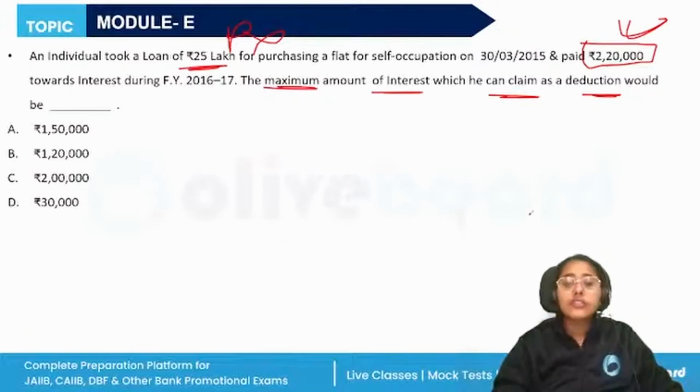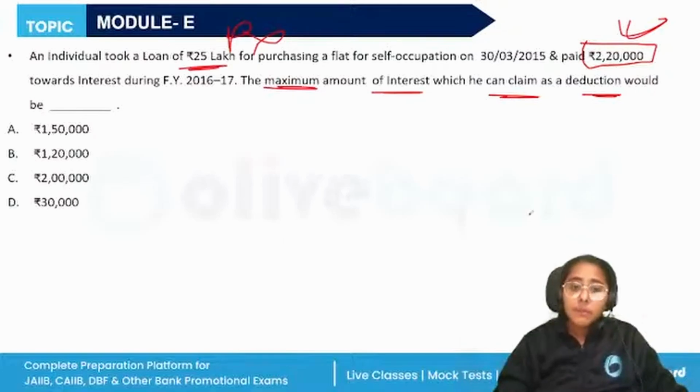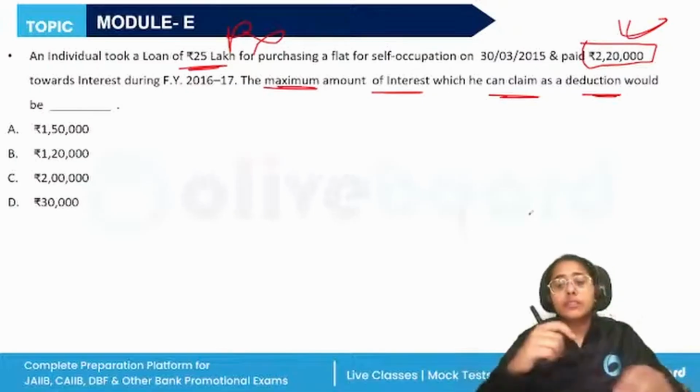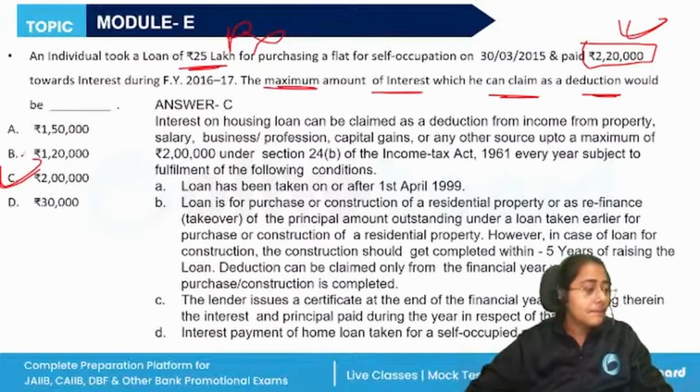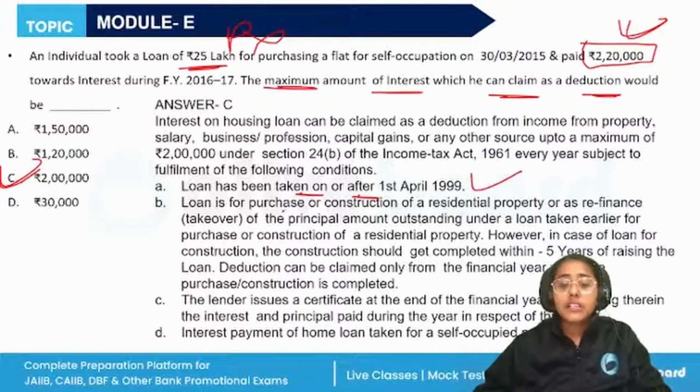So the interest on housing loan can be claimed as a deduction from income from property, salary, business or profession, and any other source up to a maximum of only 2 lakh rupees. All right, so the correct answer is option C. Even though they had paid 20,000 more, the maximum deduction that can be claimed is 2 lakhs. And there are certain conditions. The loan has been taken on or after 1st April 1999. The loan is for the purchase or construction of a residential property or as refinance of the principal amount.